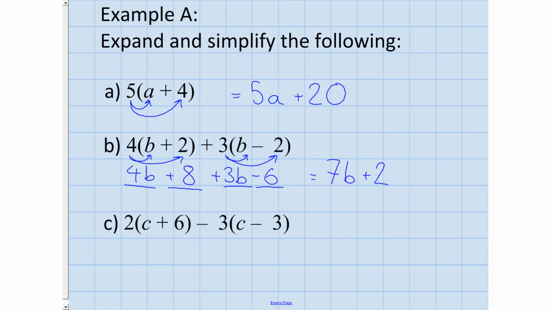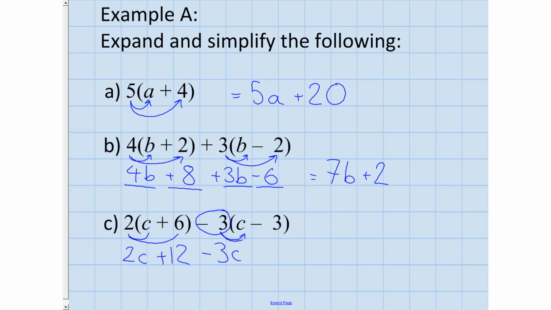Next one may not look harder, but it's going to be a little bit tricky because there's an extra minus thrown in. We'll see what happens in a second. So again, the first bracket is the same as before. We've got 2c and plus 12. But for this one, because it's a minus, we have to think about minus 3 being the number we're multiplying everything by. So we've got minus 3c.